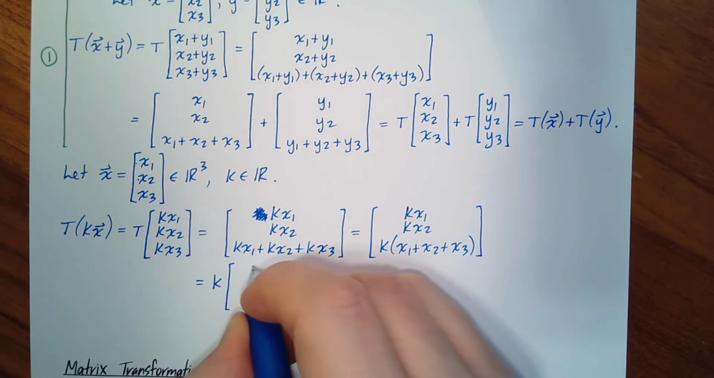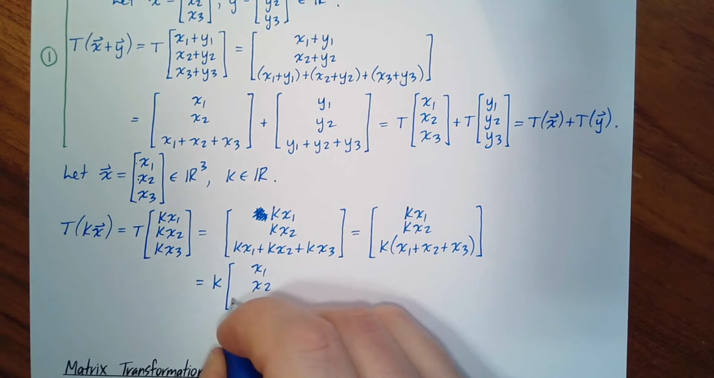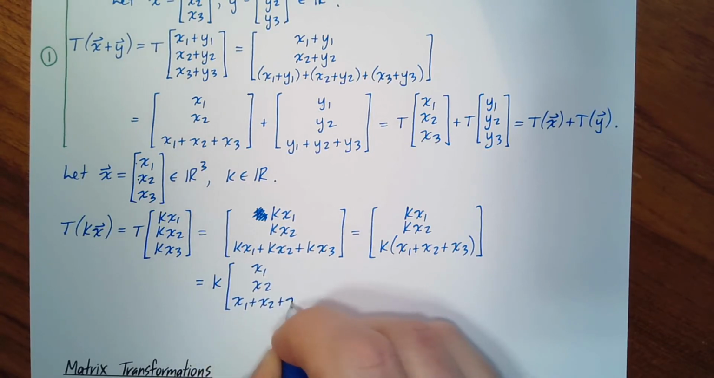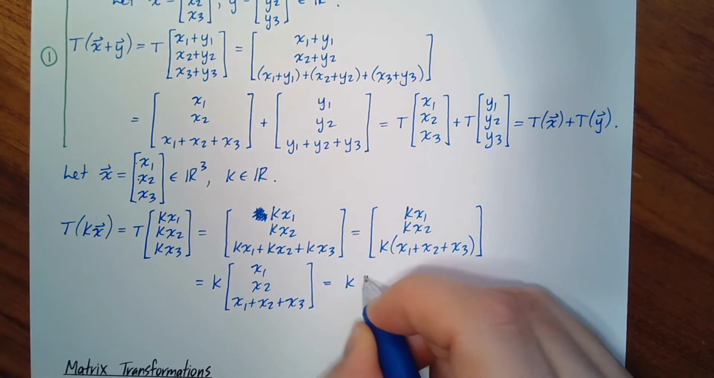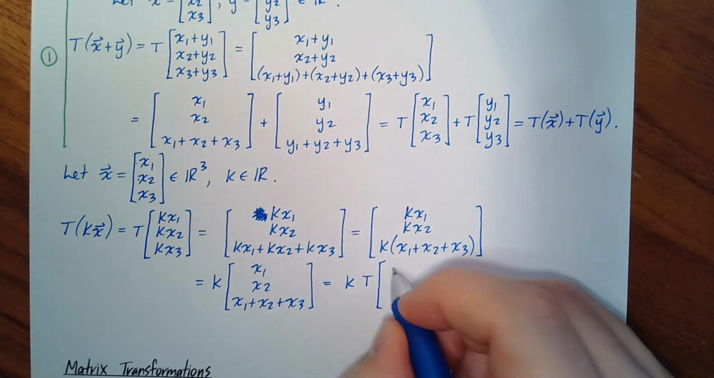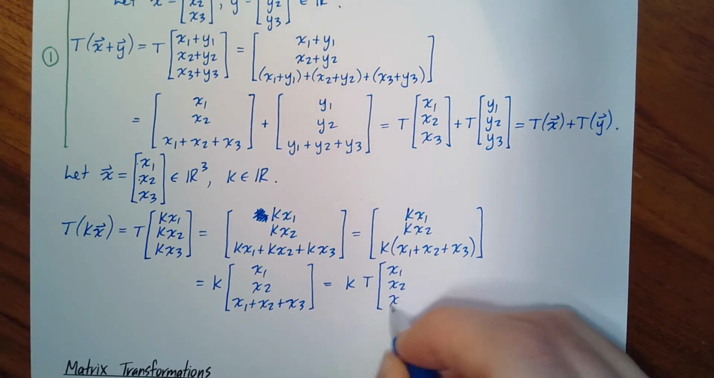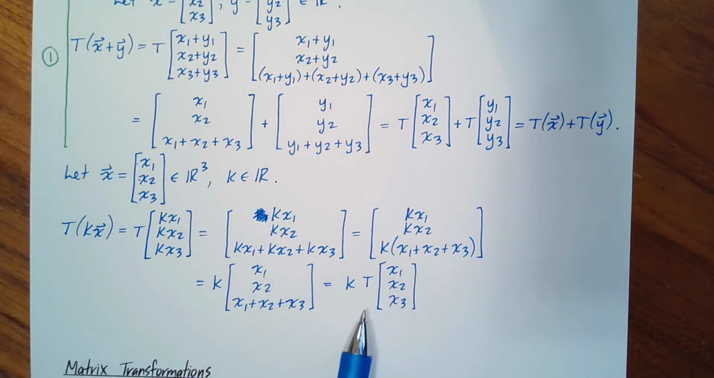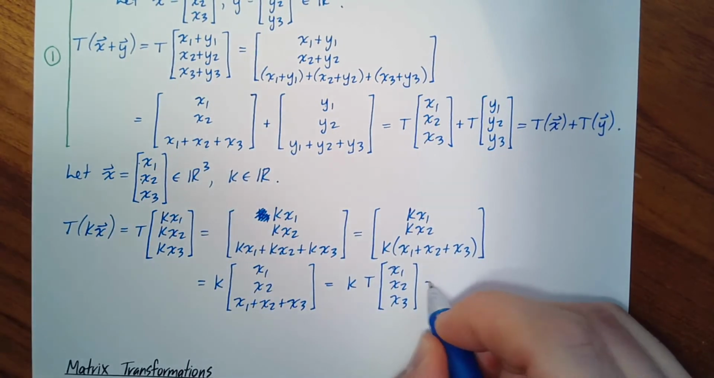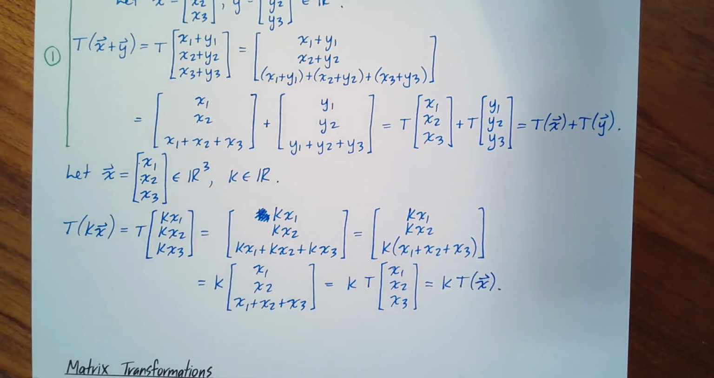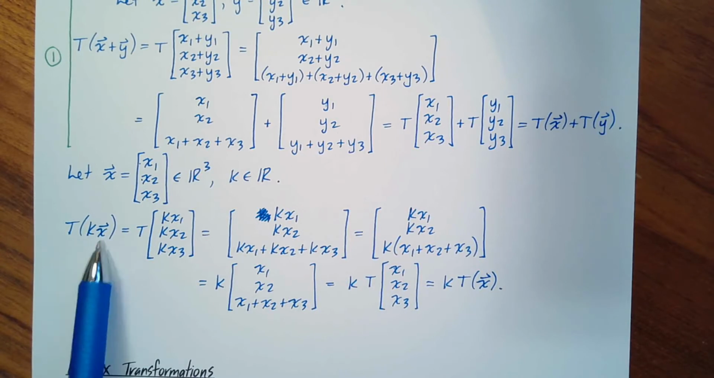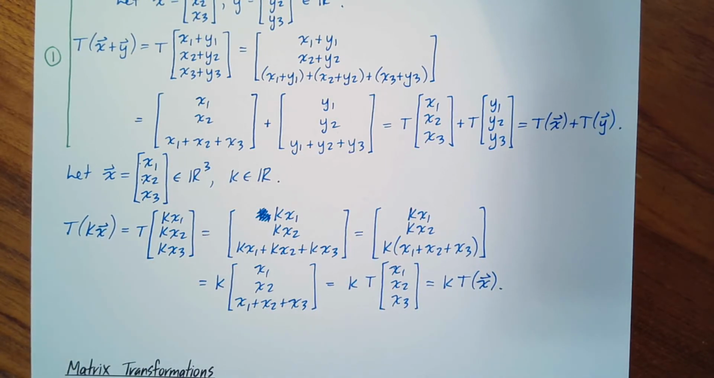And we'll end up with x1, x2, and then x1 plus x2 plus x3. And now this worked out great because this is exactly T of x1, x2, x3. So we're almost done. This is k times T of x1, x2, x3. And then finally we're done on our next step because T of x1, x2, x3 is T of x. So that's exactly what we wanted, right? We want to show that T of k times x is equal to k times T of x. So that's how we finished verifying the second condition.